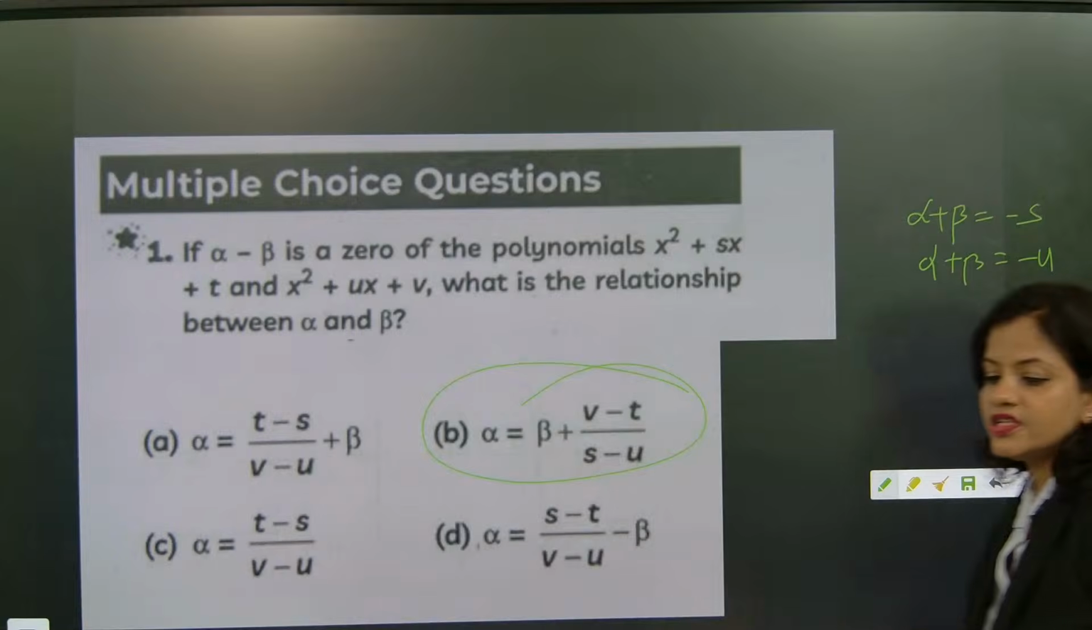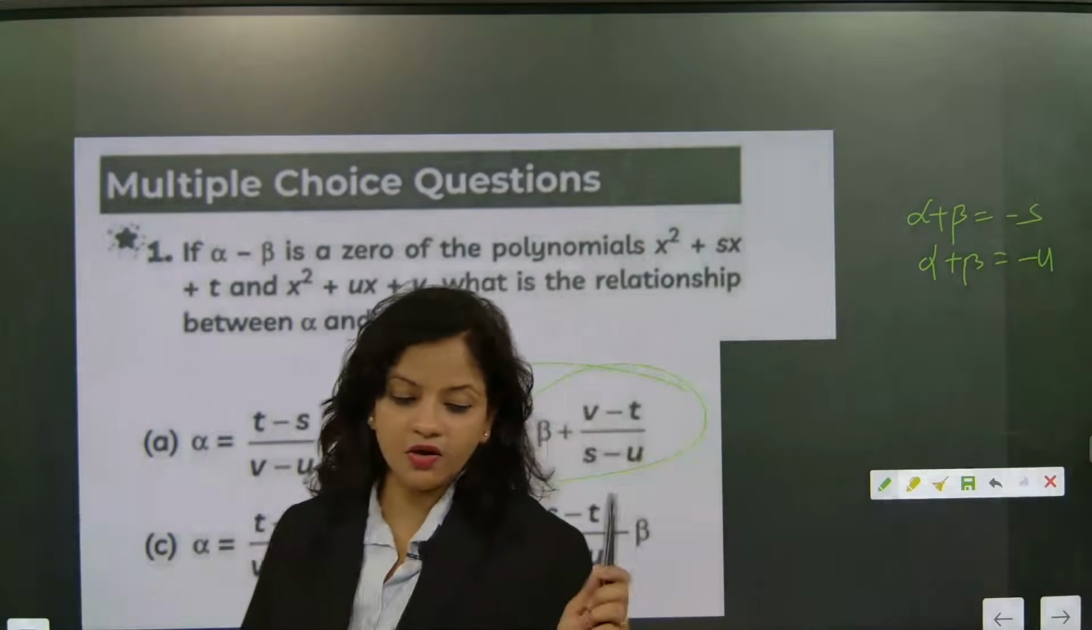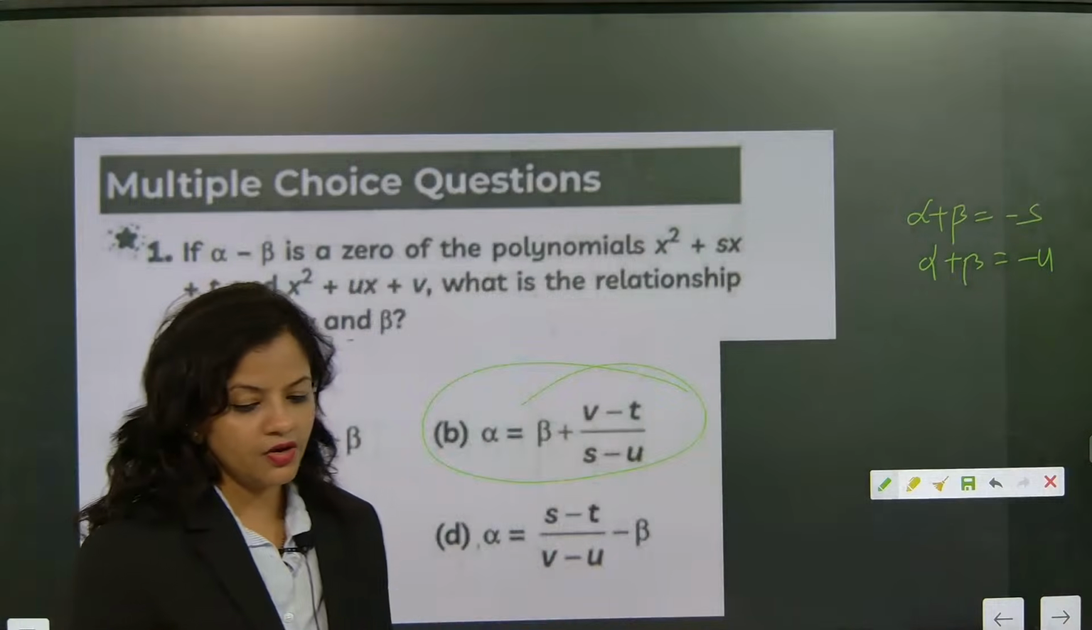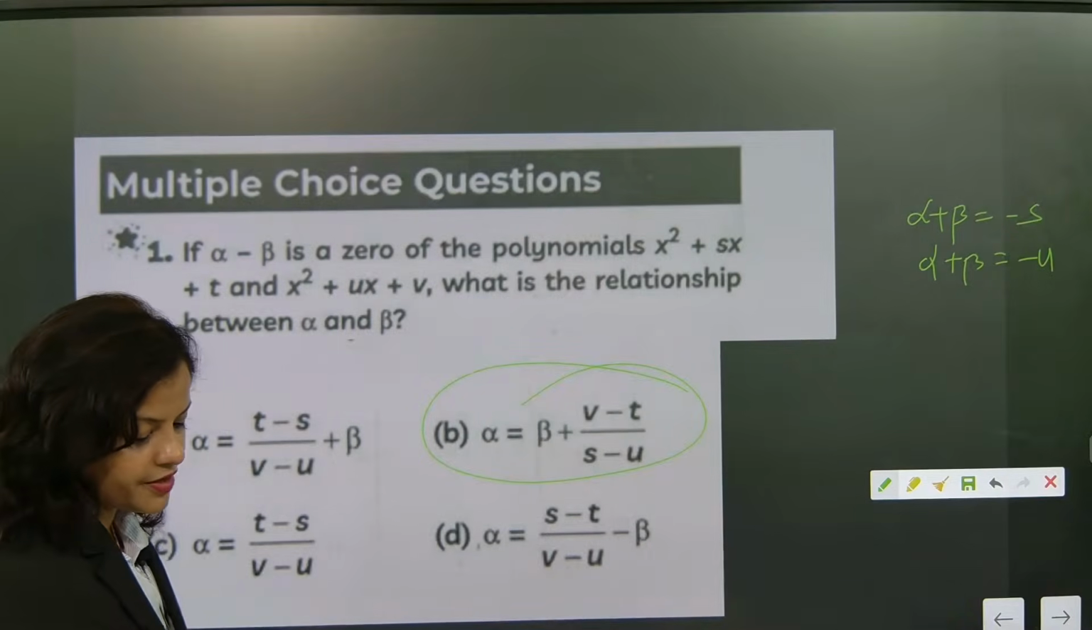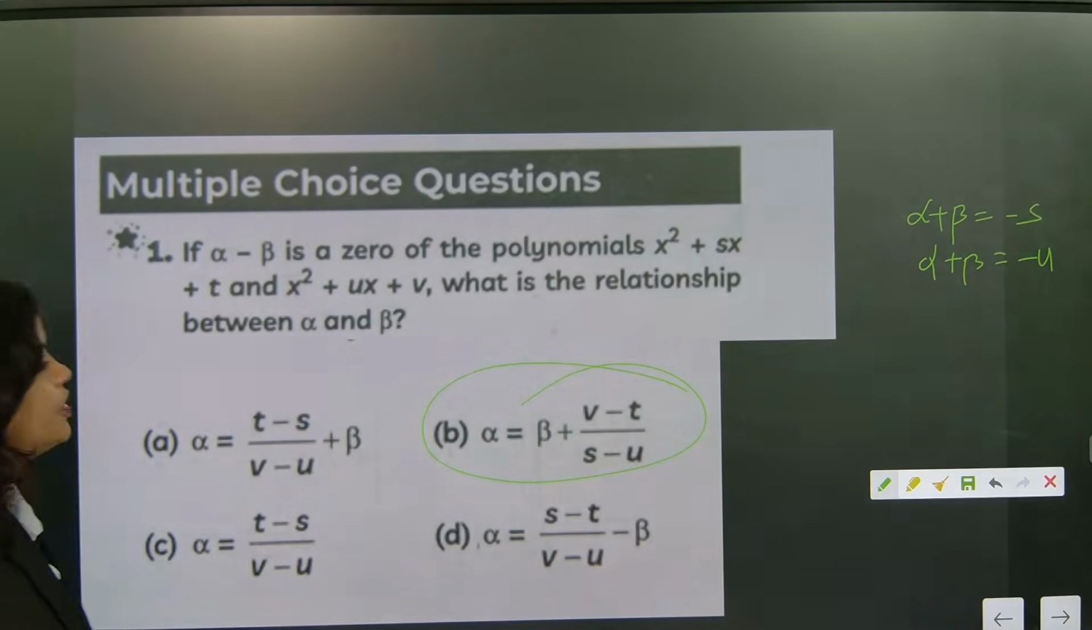How many of you are saying B is the correct answer? Till now I did not put any comment here. Come on, go for it. Check nicely because one thing you are missing. Alpha minus beta is the zero of the polynomial. It is one zero of the polynomial. Understood?